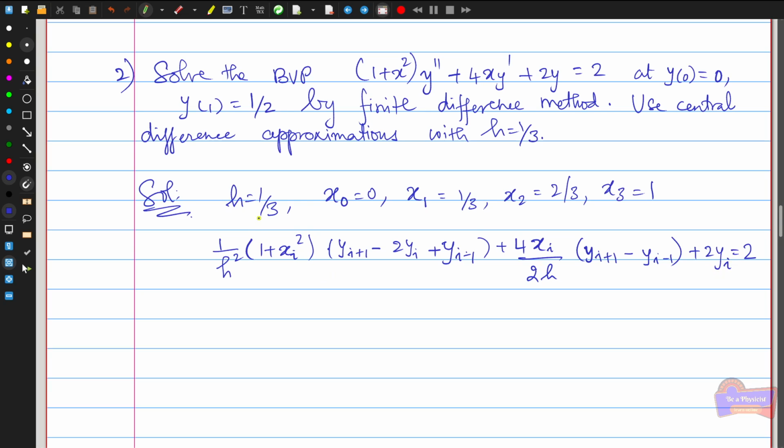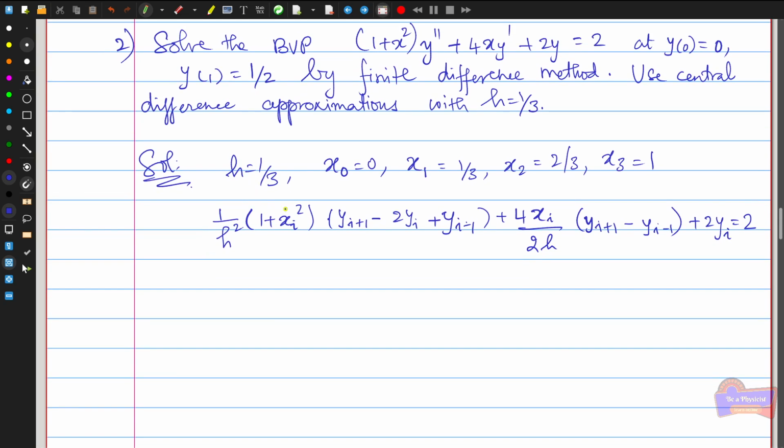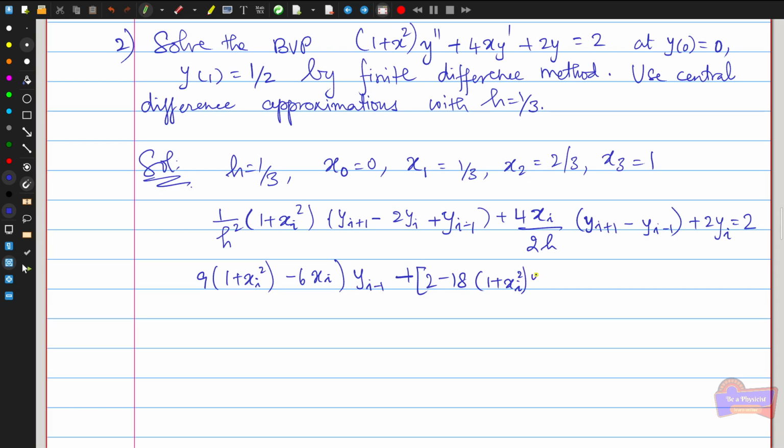Substituting the value h equal to 1 by 3, I can reduce this equation as 9 times (1 plus xi squared) minus 6 times xi, into yi minus 1, plus 2 minus 18 times (1 plus xi squared), into yi, plus, just close the bracket, 9 times (1 plus xi squared) plus 6 xi, into y of i plus 1, which is equal to 2. So this is the reduced equation.